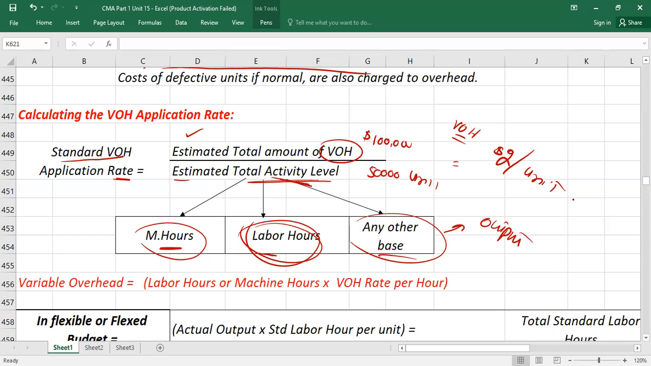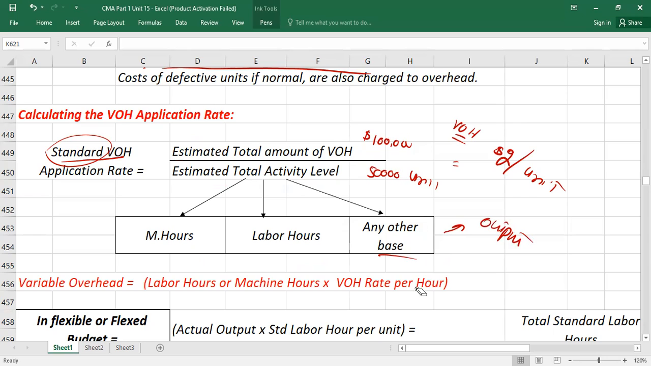So what is this formula for? Don't worry, guys, don't take too much information. It's just one formula, and it will give you the rate of variable overhead per labor hour, per machine hour, or per unit. And this rate is called which rate? Standard. Why? Because it is based on estimated values. Actual rate could be different.